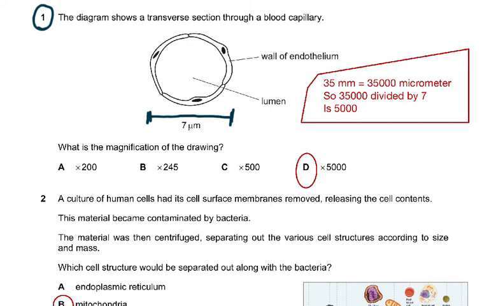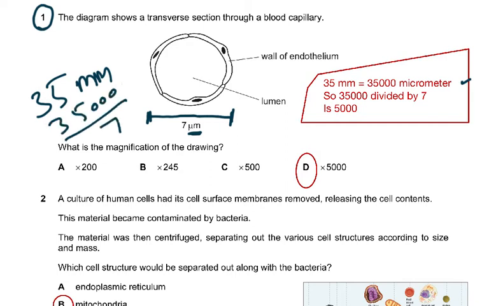And when you measured it, it was 35 millimeter. So 35 millimeter is equal to 35,000 micrometer, as you can see here. And so 35,000 divided by 7. Please remember the units must be the same. So if this is micrometer, then you have to talk about micrometer. So 35,000 divided by 7, and that is 5,000. And so the answer was D. You must know how to do it. It's not going to be the same question again. So you must know how to do this question.